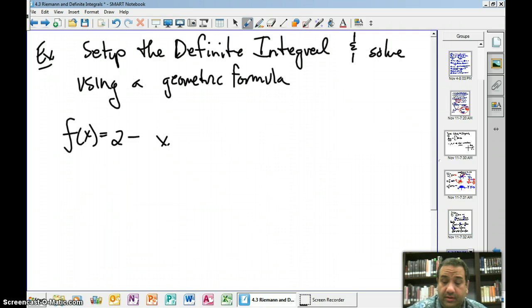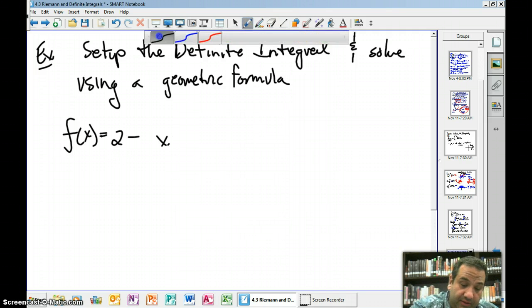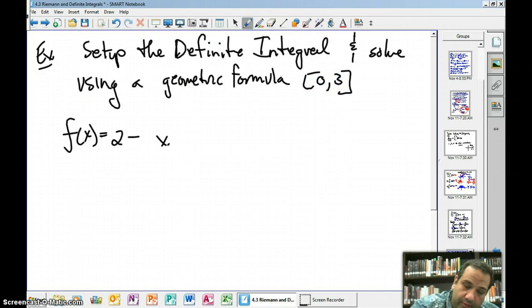Okay, this is actually my last problem. Quick video today. We're going to set up the definite integral and solve using geometric formula, 2 minus x. Okay, and I want to go from, let's go from 0 to 3. I have to tell you this would be given in the problem. From 0 to 3. All right?